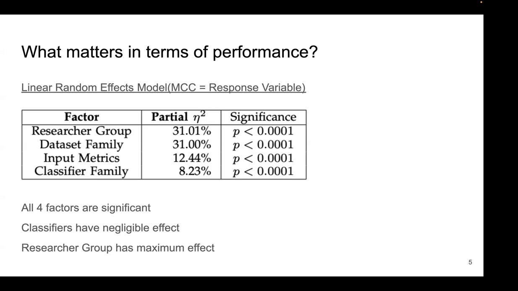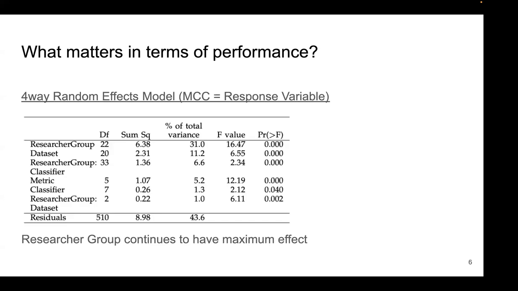So then they assumed that maybe looking at these independently is what is causing this problem, and maybe it's the combination of the data set along with the classifier and the features that are used that actually contributes to MCC. So then they looked at a four-way random effects model, and they found the exact same results as earlier, where the research group continued to have maximum effect. And by removing the researcher group, I think they reduced the variance by like 30% or so, or like 20%.